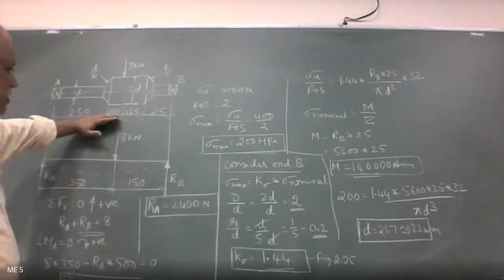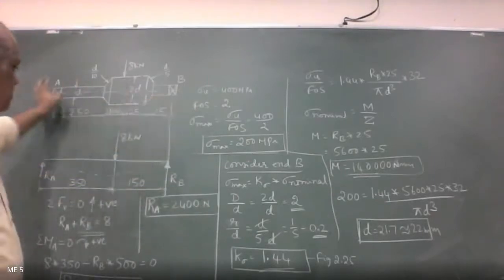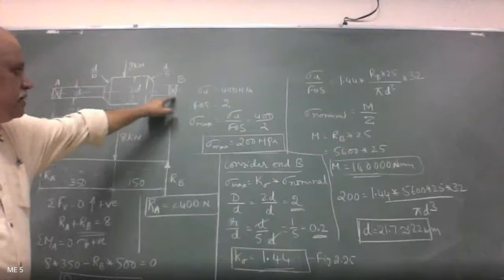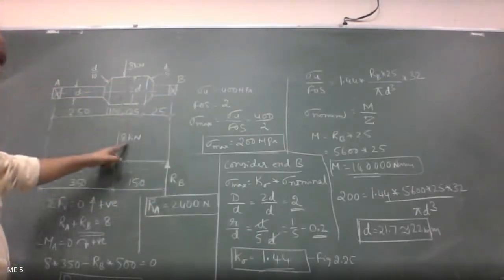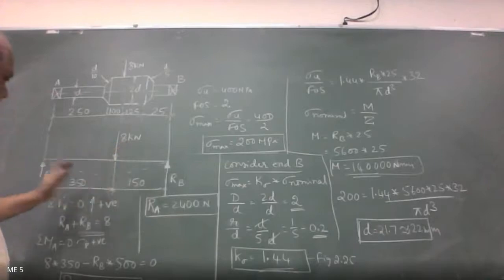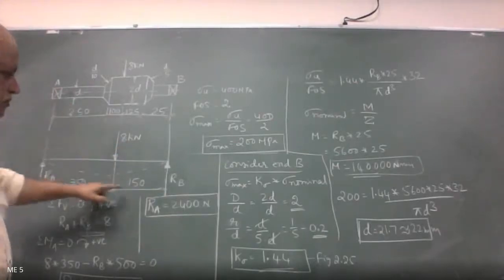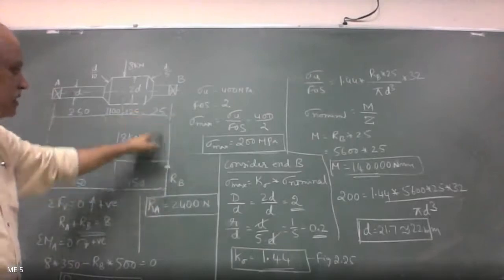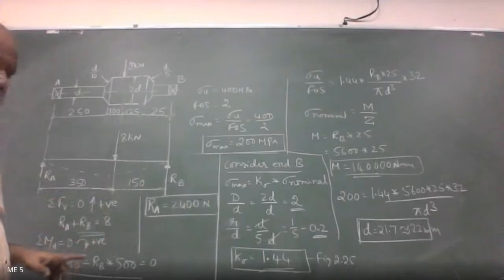So this is the given problem. You can convert it into reactions RA and RB with reference to the A and B bearings. RA and RB are the reactions, 8 kilonewton is the load, and it is acting at a distance of 350 mm from bearing A and 150 mm from bearing B. That is 25 plus 125. Now we need to find out reactions using our basic mechanics knowledge.